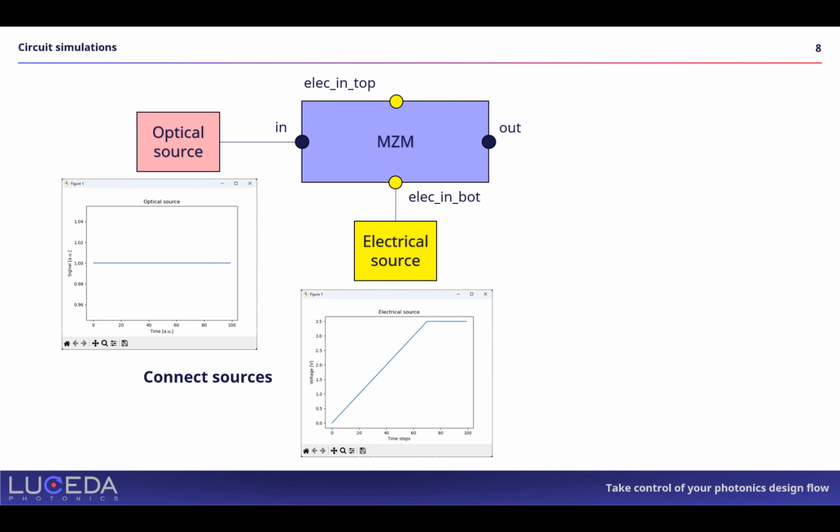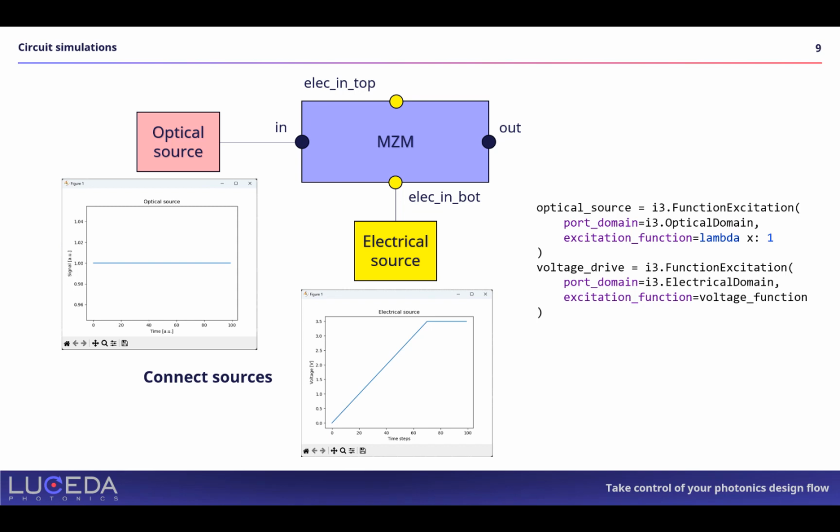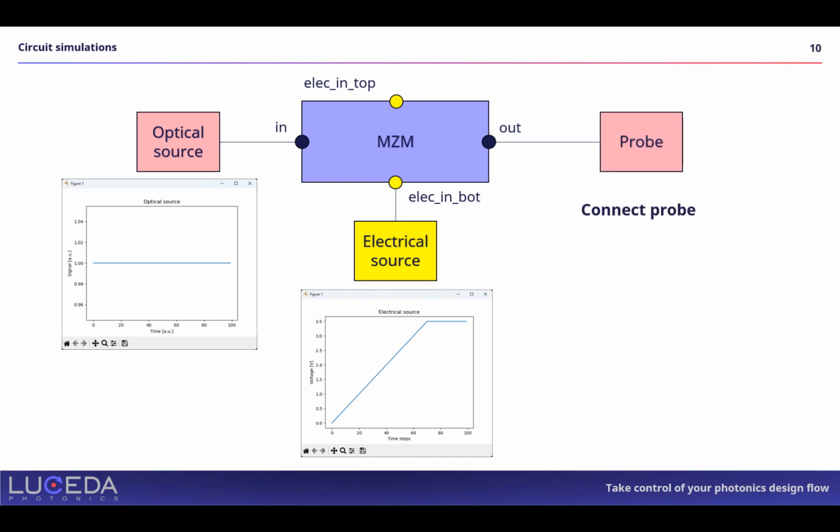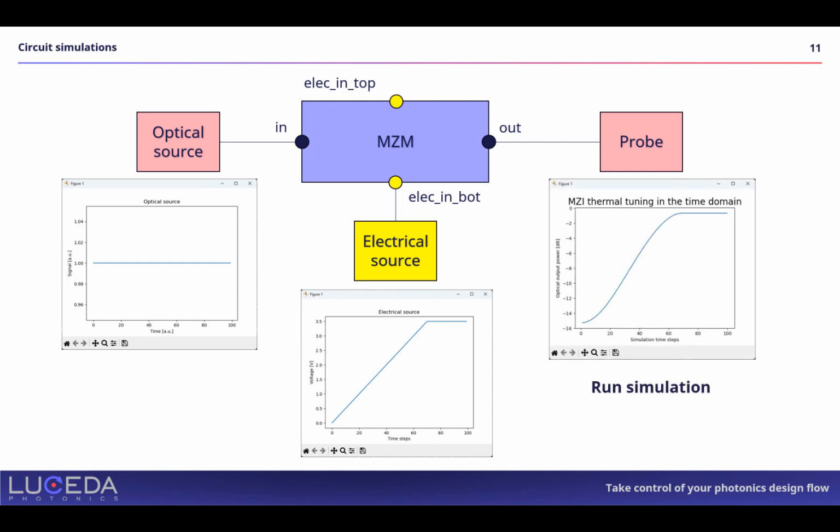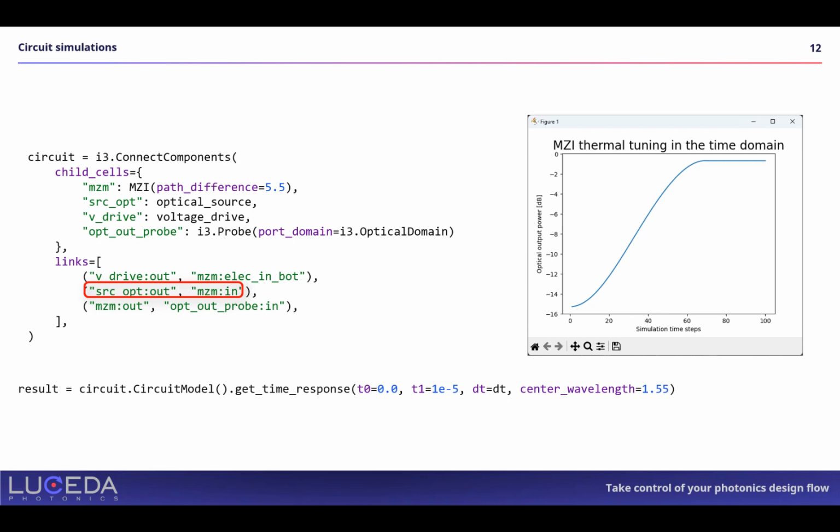So to test this, we start by creating optical and electrical sources. We can do this by implementing i3.function excitation, and we then connect a probe at the output. As you can see, the voltage is applied to the bottom arm. The source and probe are connected to the input and output of the MZI respectively. As expected, we see the initial transmission is poor due to the imbalance in the path differences. As we apply our ramping voltage, the refractive index in the bottom arm changes, reducing the phase difference and resulting in a higher overall transmission.